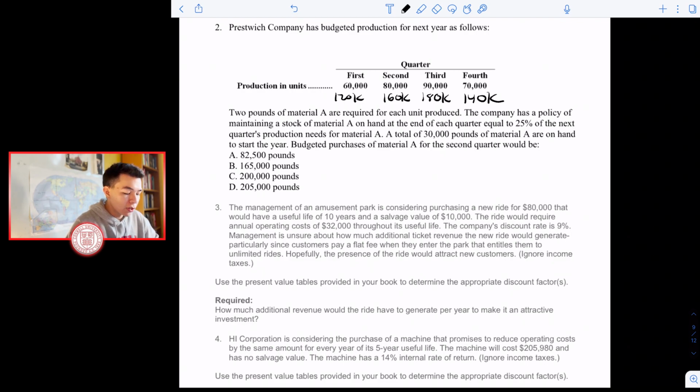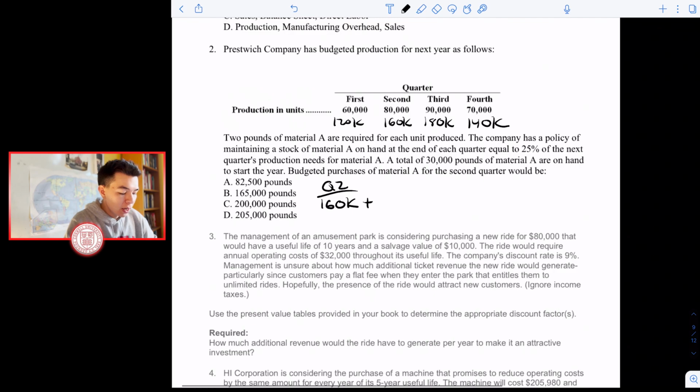So now I need to look here, and they're asking for the purchases for the second quarter. So in Q2, I'm going to first start off with how many pounds we need for the amount of units we're producing. So I need 160,000, but then we also have to buy pounds for the third quarter as well. We pre-buy materials for the following quarter to make sure that the situation with Apple I was talking about doesn't occur, where we don't have any iPhones to sell.